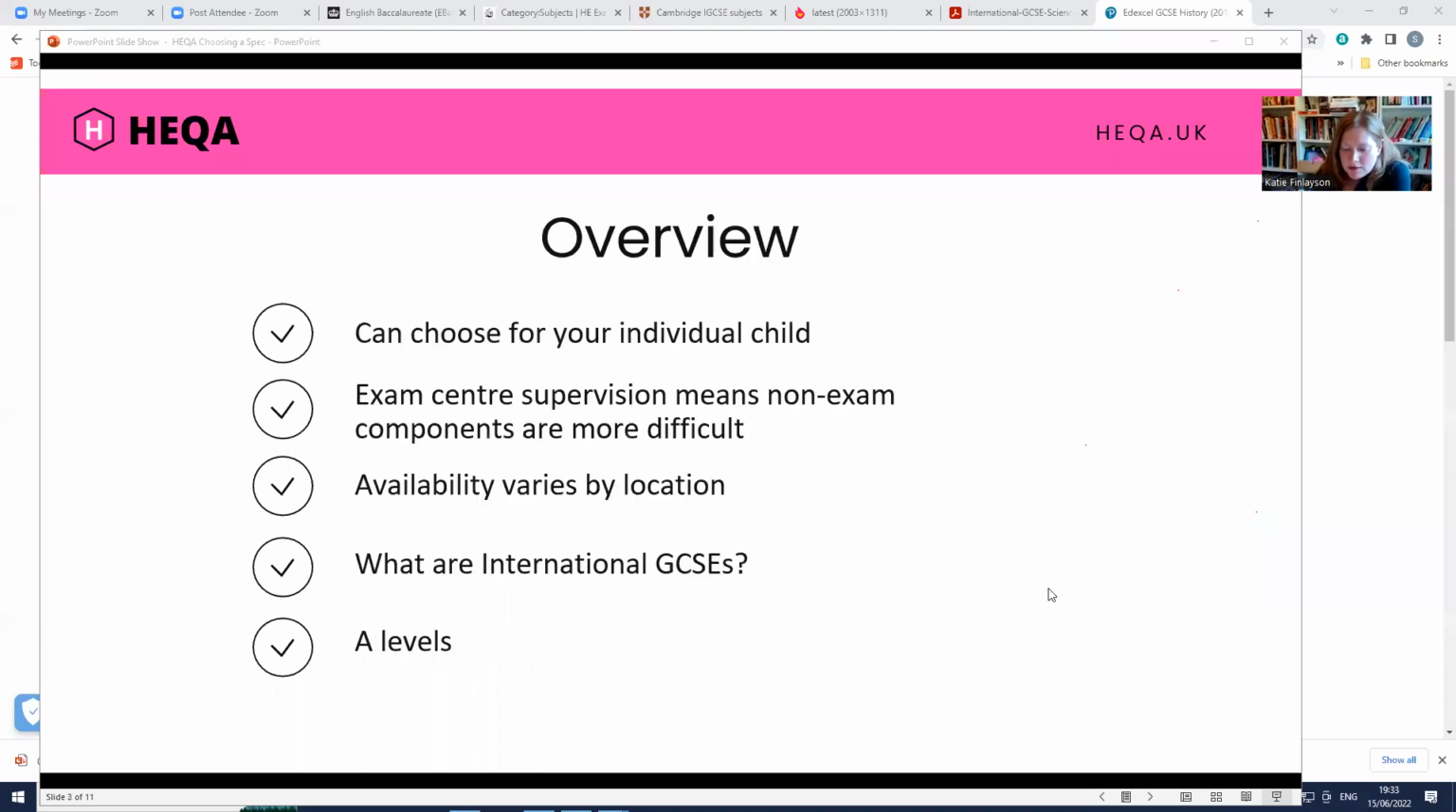So should we pop onto the overview, Sarah? So the first thing is we're going to mostly be talking about GCSEs, not entirely, but that's the stage and age that most people are thinking about when they're looking at exams. The key thing you're thinking about there is what subjects you want to do, then there are different boards that you can choose for those.